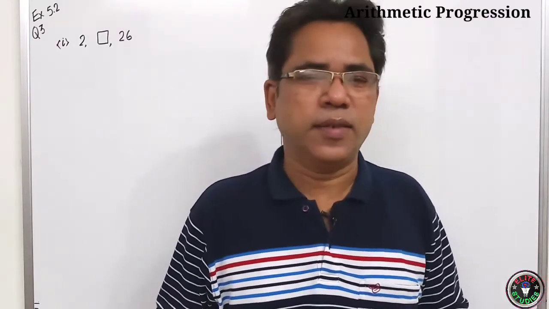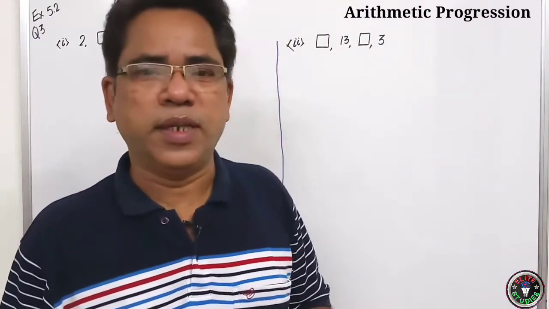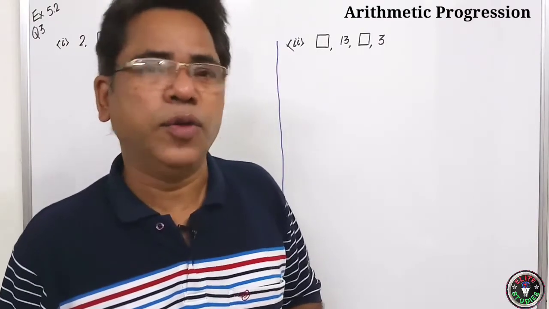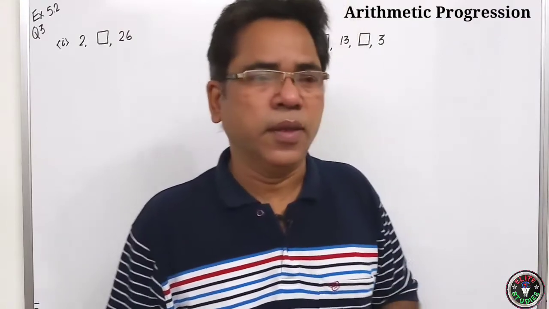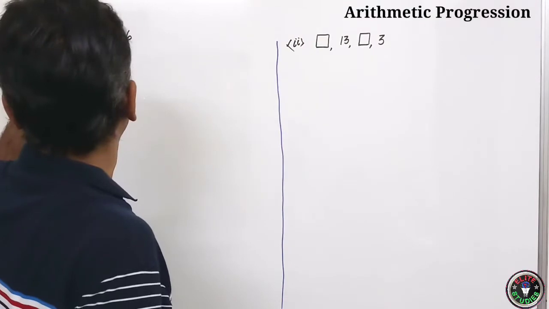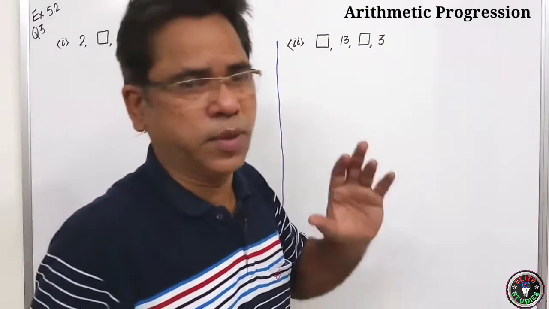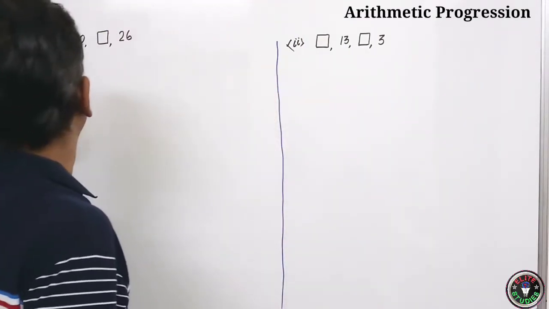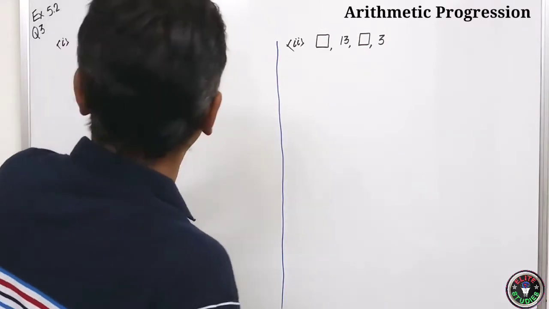In my previous class, I taught you two questions from exercise 3.2 and also derived how to get the nth term of an AP. It is very important. Now today we are going to do question number 3. We will do 6 questions from this exercise 5.2. So the first question is 3.1 and 3.2.